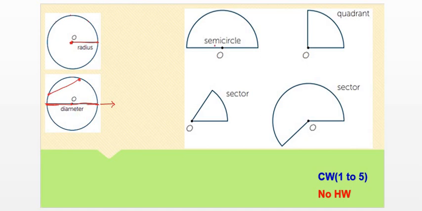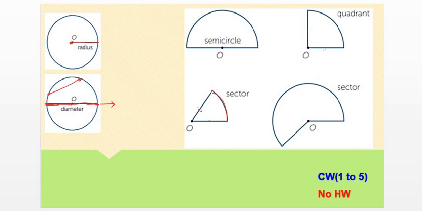Okay, what is a semicircle? A semicircle is a half circle. What is a quadrant? A quadrant is a quarter of a circle. Usually it has two radii with it and a quarter part of the boundary. What is a sector? A sector is like a slice of a cake, when you have two radii of the circle and a small part of the boundary. Then this is called a sector.